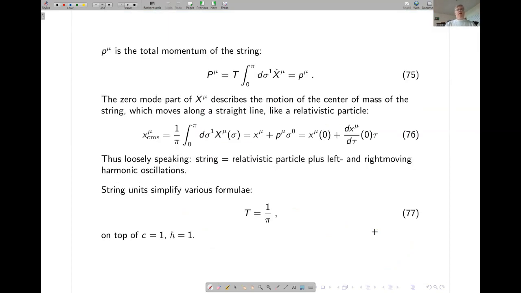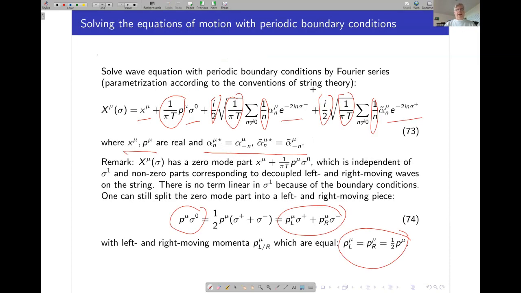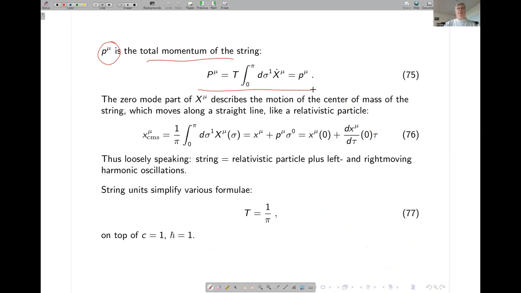Okay, now the coefficient of sigma 0 was called p mu, and that was with hindsight, because if we now compute the total momentum of the string by integrating our Noether current, if you take x here, differentiate it with respect to sigma 0, and then put it into this integral, then you see that this coefficient p mu is indeed the total momentum of the string.